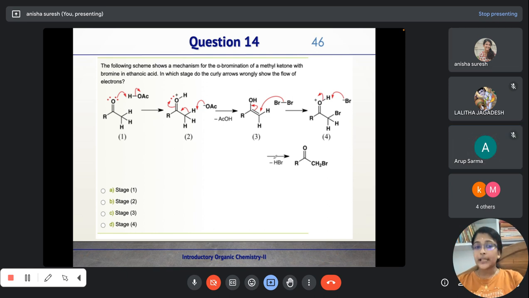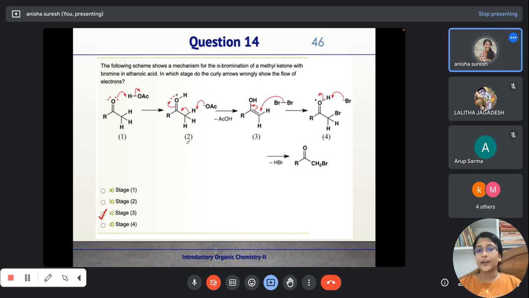Stage 3. Stage 3 is showing the wrong flow of arrows because the enol will be going and attacking the bromine. So the right flow of electrons will be: this lone pair of electrons will fall down and this double bond will go and attack the bromine, and bromide will be removed. So this is the right flow of electrons. Clear, right? Any doubts?